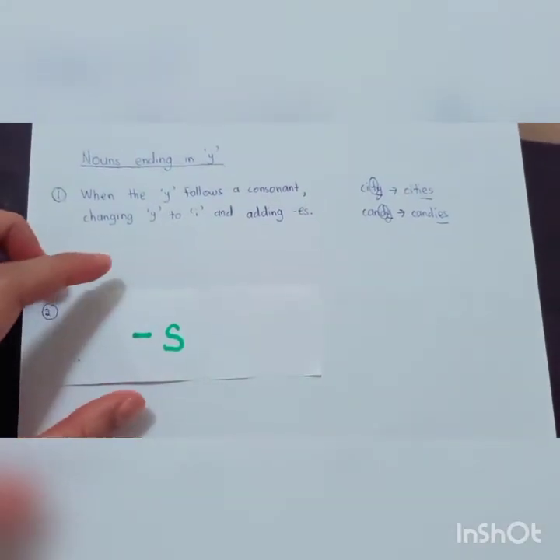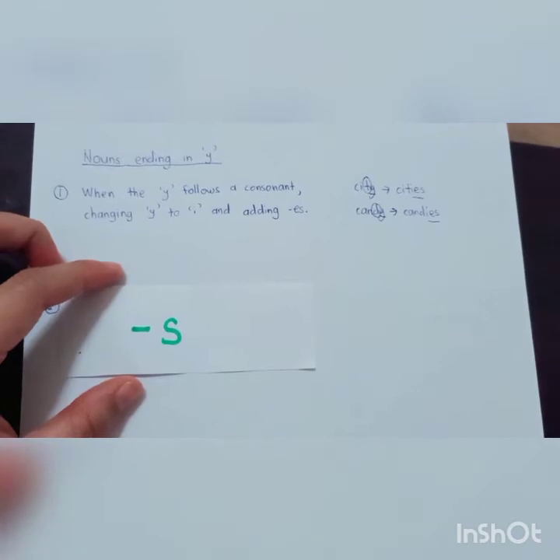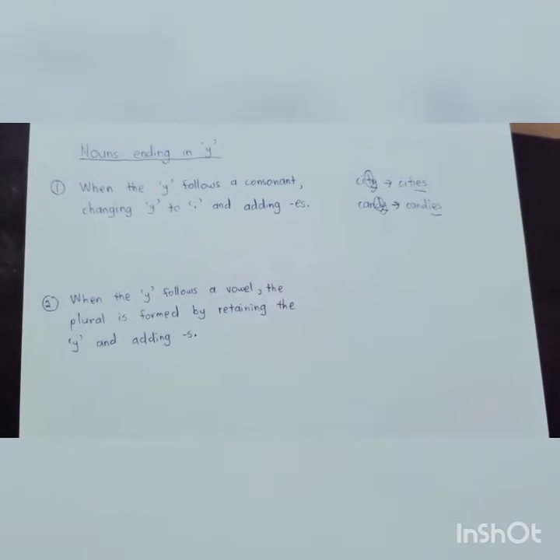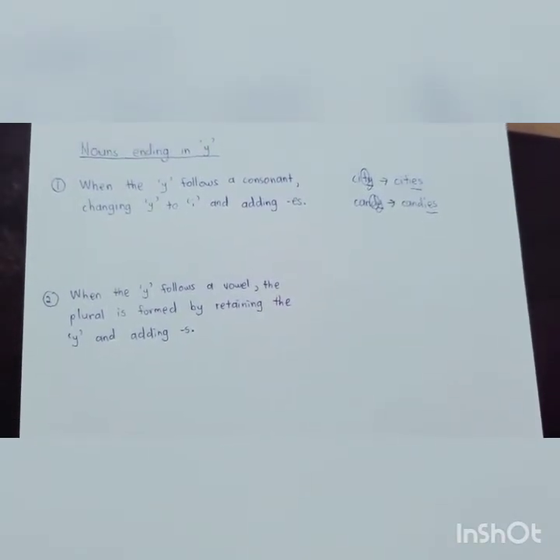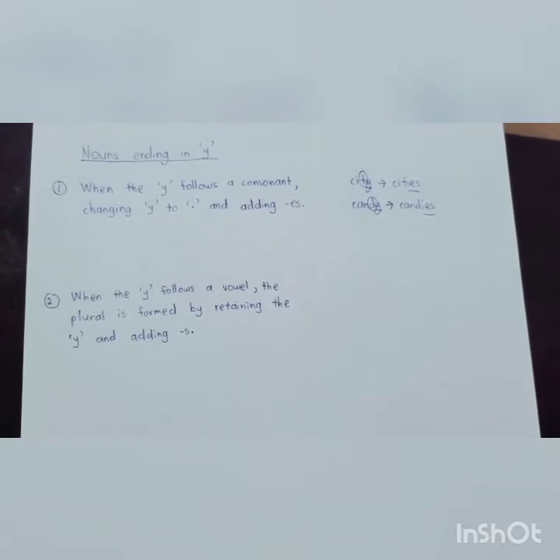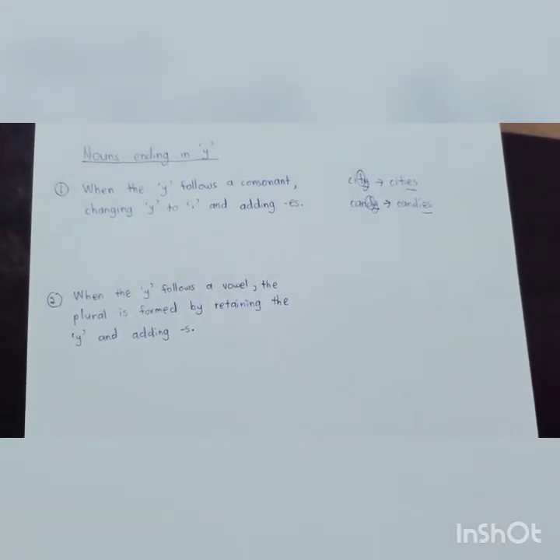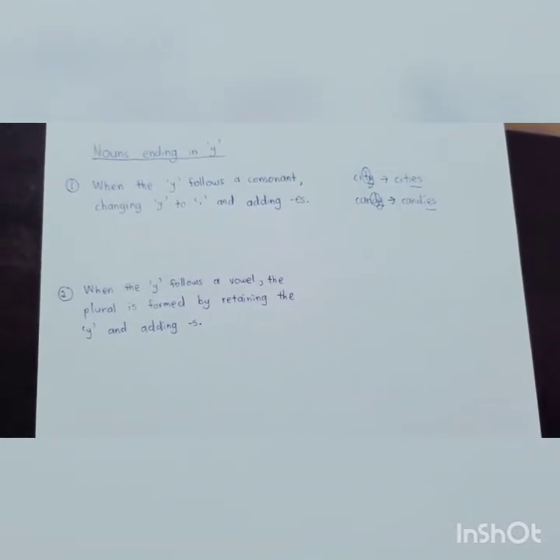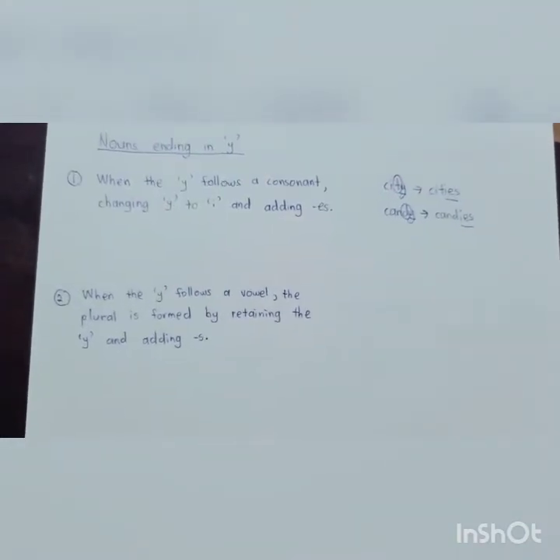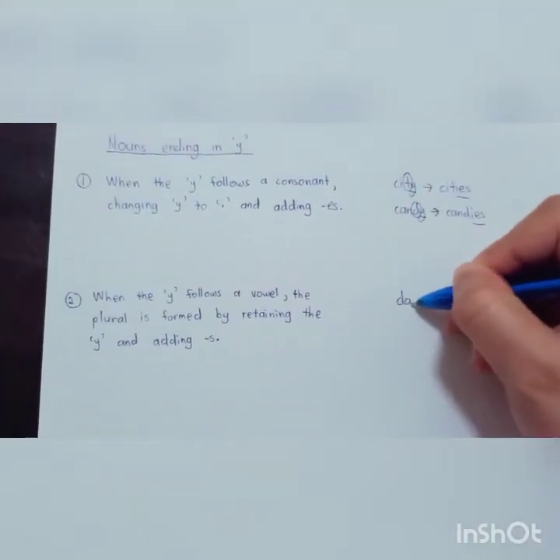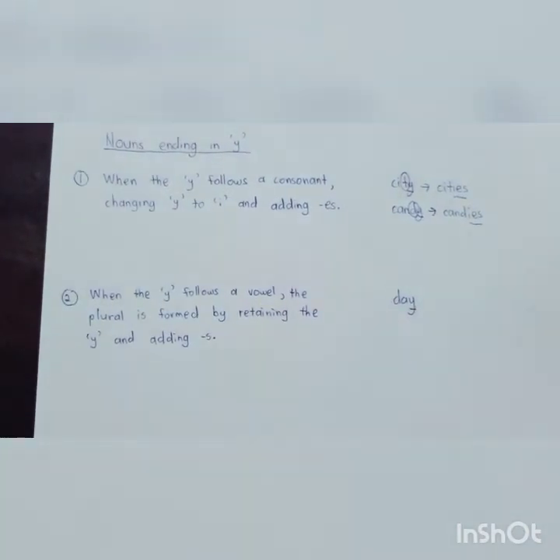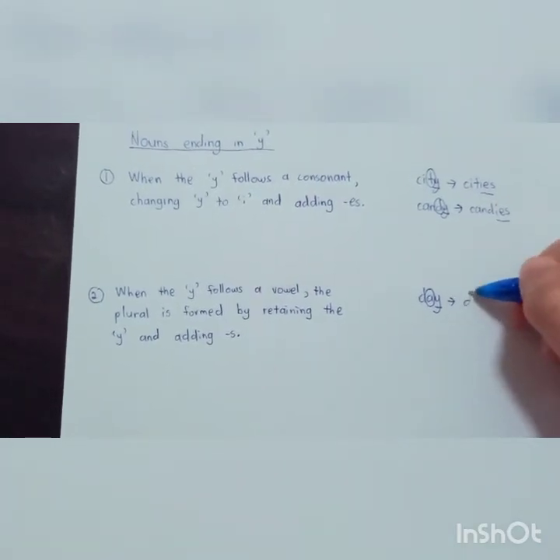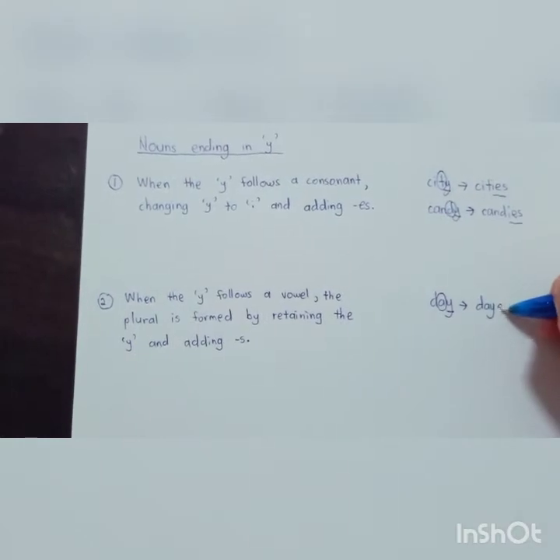Right, the next one is nouns ending in y that you have to add only s at the end. So when the y follows a vowel, the plural is formed by retaining the y and adding s. So it means if the noun ends in y, but before y it's a vowel, a, e, i, o, u, you just have to add s at the end. Right, for example, day. So it ends with y, and before y it's a vowel, a. So we just have to add s at the end.